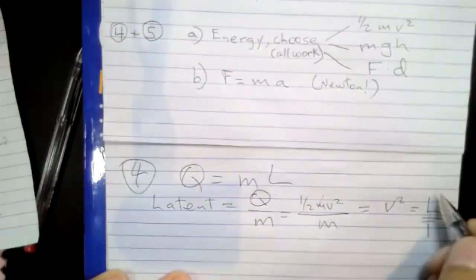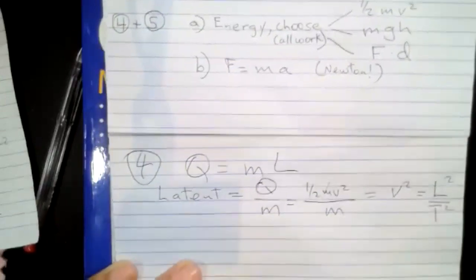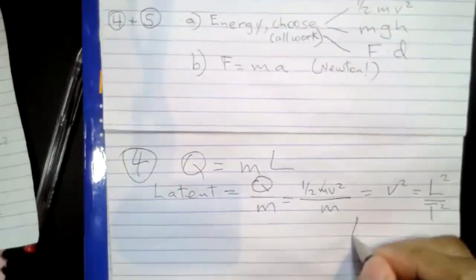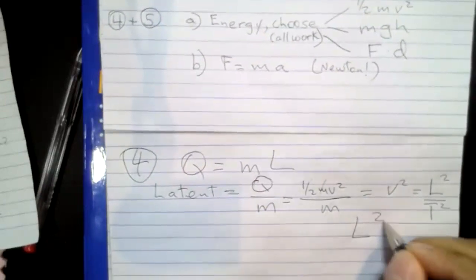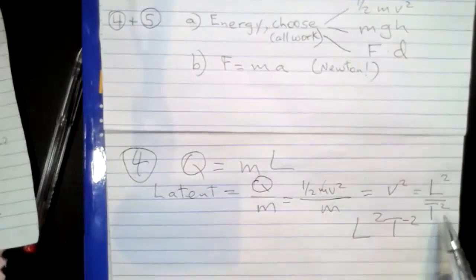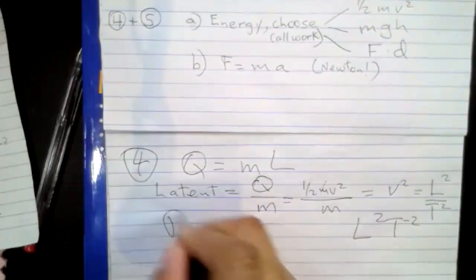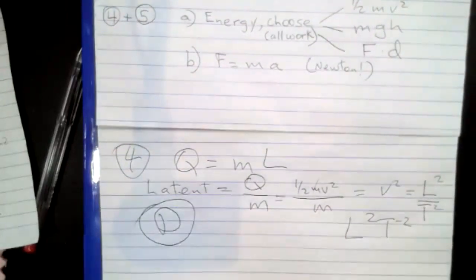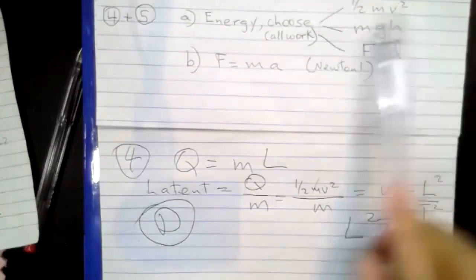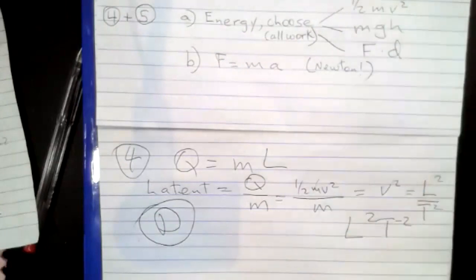So V squared is L squared over T squared. The other way of saying that is L squared T to the -2. As I said before, bring this into the numerator and you change the sign. And so for question 4, the answer is D. You could have done it any of the other ways, you get the same answer.